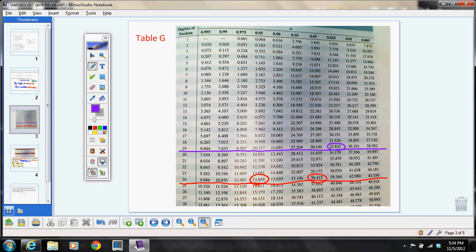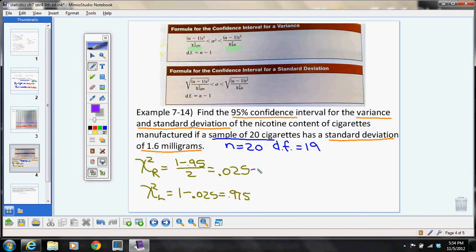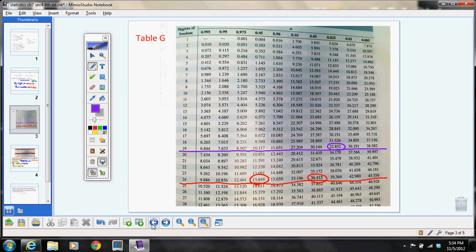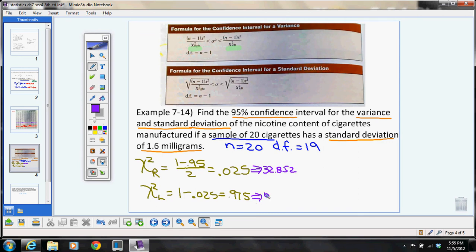So I end up with 32.852. So my chi-squared right is 32.852. So let me write that one down and we'll go back. Now let's look up the 0.975. We still have the same degrees of freedom. We're going to look up 0.975 here, which is 8.907. So let's go back. And that number would be 8.907. Now once we have those, we're ready to fill in the formula.